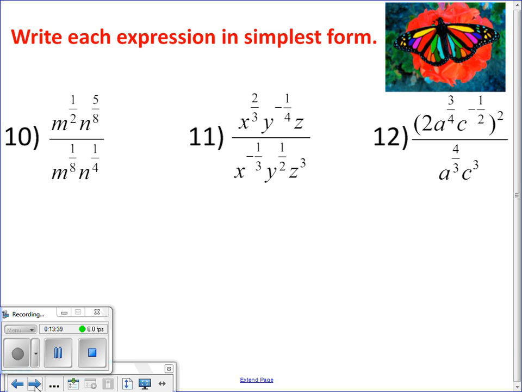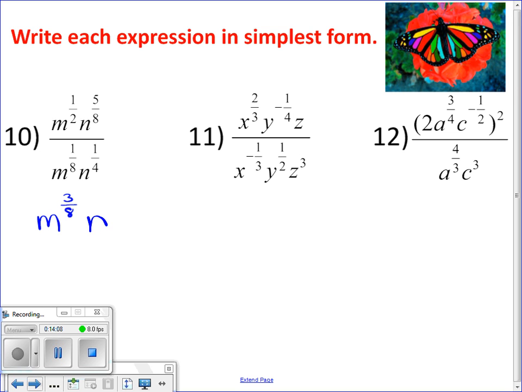All right. So number 10 got a little ugly looking, right? So number 10, good. This is a division problem. What do you do with exponents? You subtract them. So I have m's. What is 1/2 minus 1/8? Try again. Be 3/8.